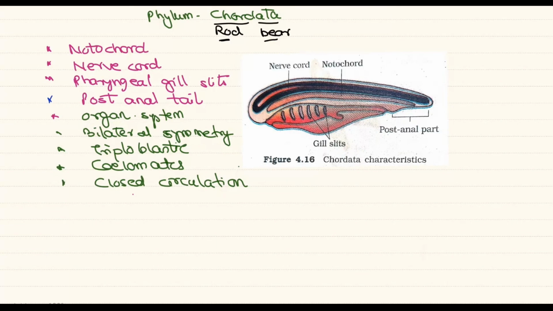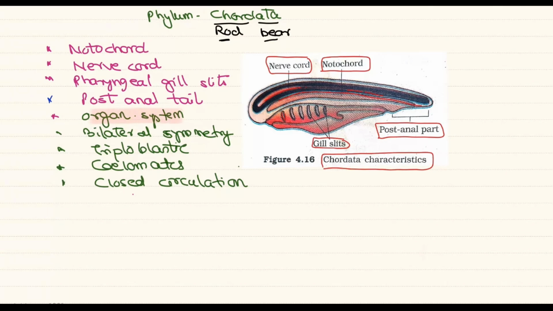So here you can see a typical chordate, and this chordate has a dorsal rod-like structure called the notochord. It has a hollow tubular structure called the nerve cord. The pharyngeal gill slits are present on the sides of the pharyngeal region, and you can see a post-anal tail. So these are the chordate characters by which we can identify the chordates. The other features we have seen are organ system level of organization, bilateral symmetry, triploblastic in nature, coelomates, and a closed circulation.